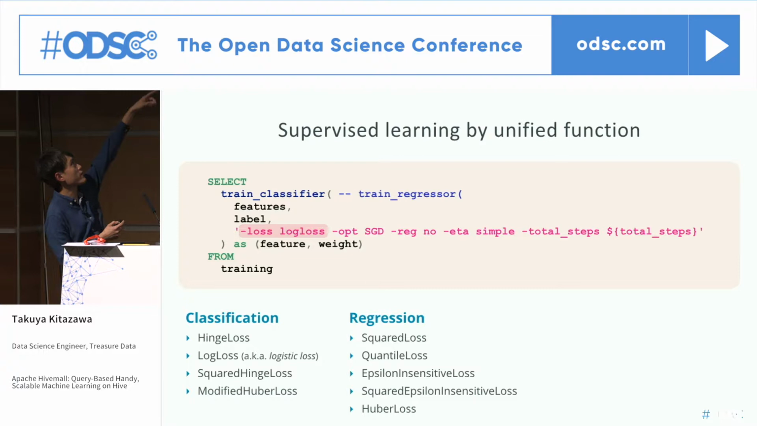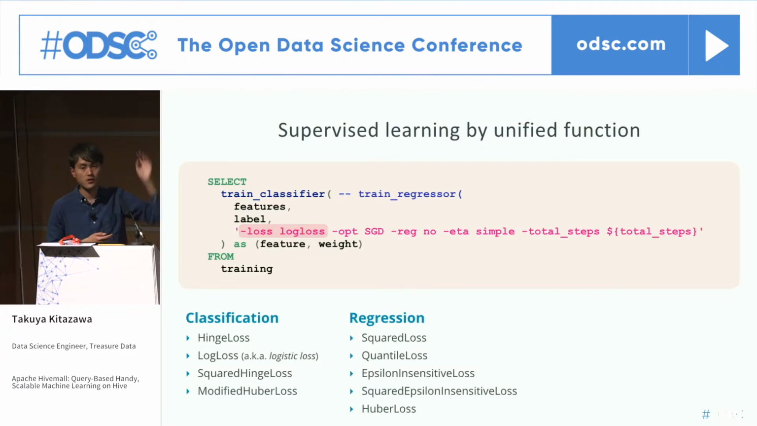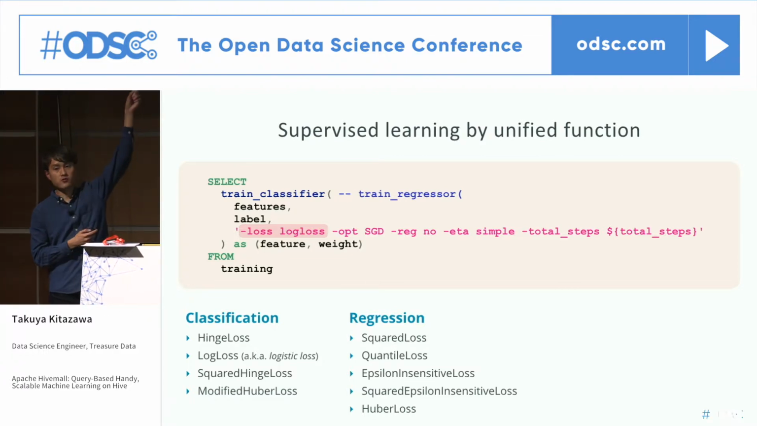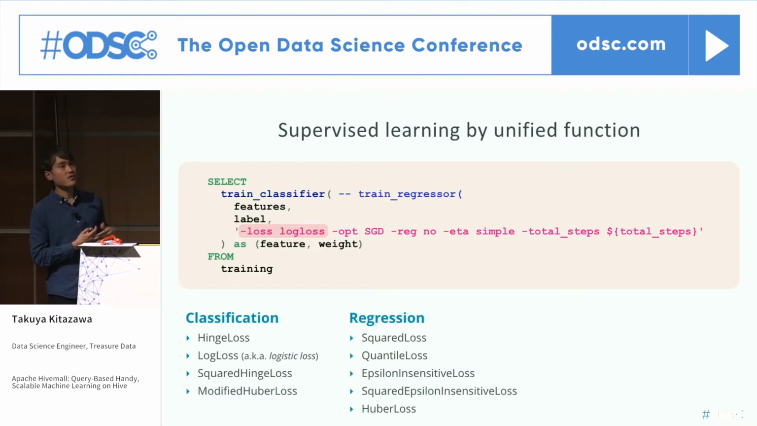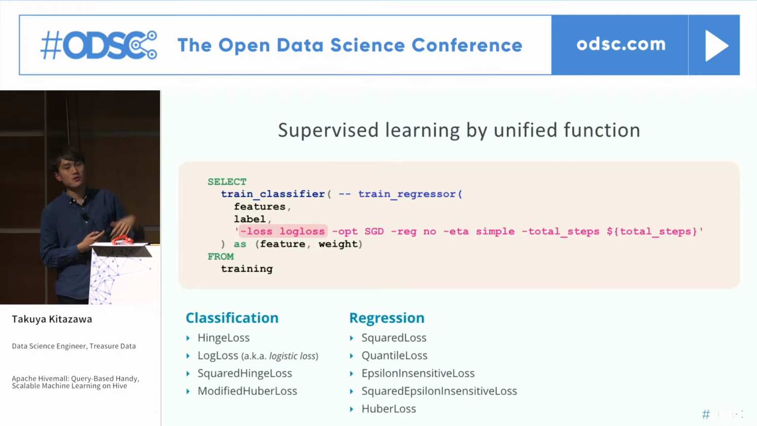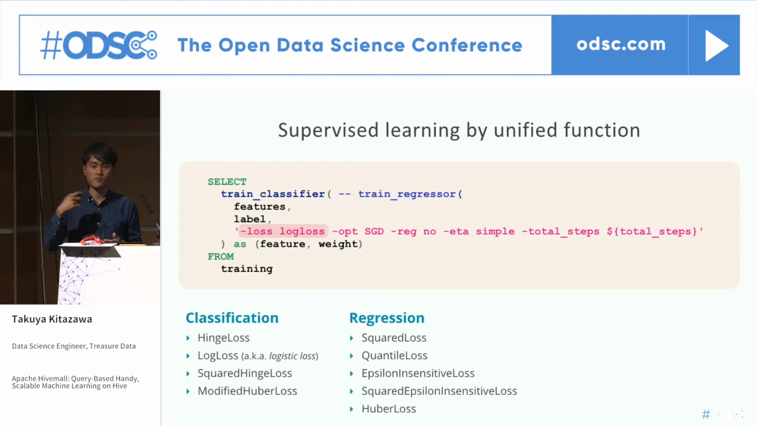If you want to solve a regression problem, there's an alternative option named train_regressor, but I will focus on classification here. The first argument is features, the feature vector. The second argument is label, your objective. And the third argument is for options, because in reality, some hyperparameter optimization will be important to achieve the best accuracy.